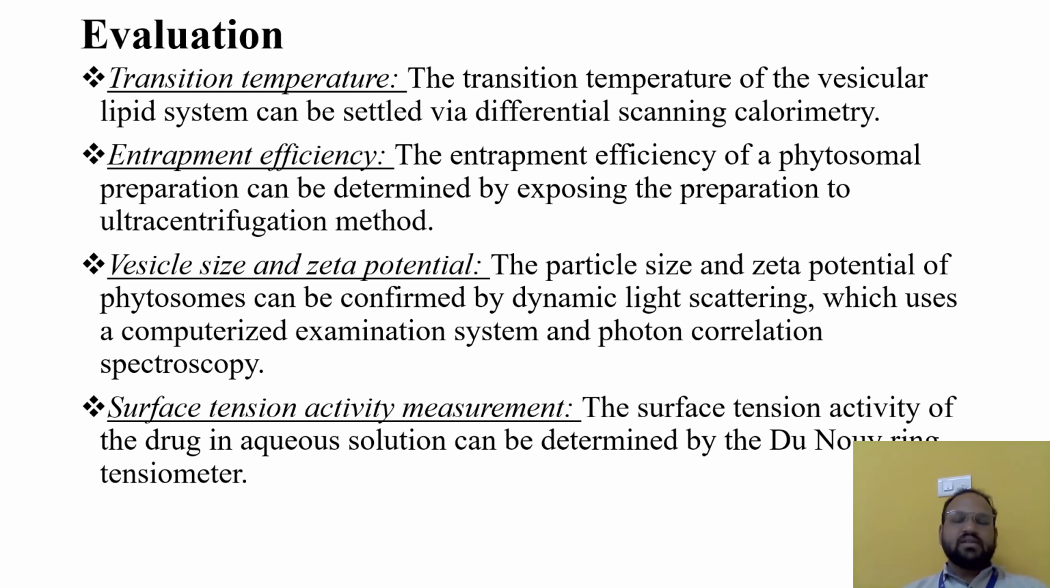So vesicle size and zeta potential. The particle size and zeta potential of phytosomes can be confirmed by dynamic light scattering, which uses a computerized inspection system and photon correlation spectroscopy. Surface tension activity can be measured. The surface tension activity of the drug in aqueous solution can be determined by Du Noüy ring tensiometry.